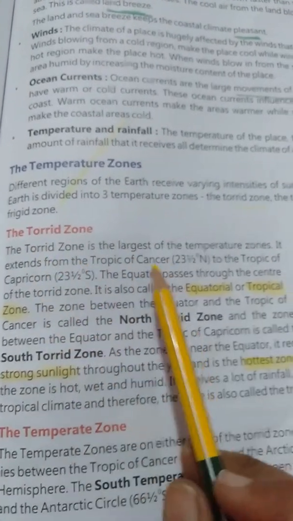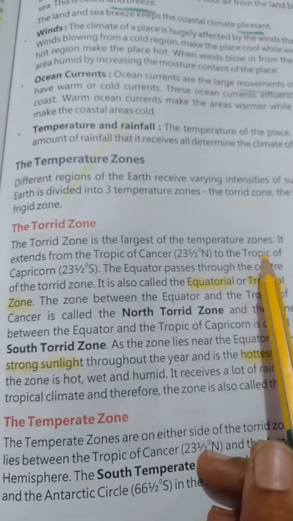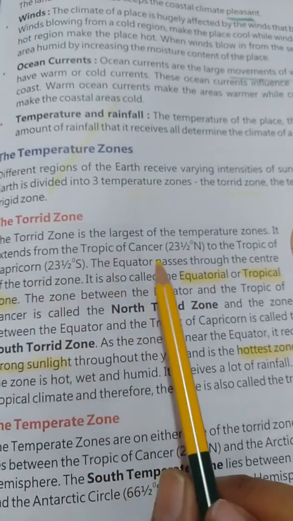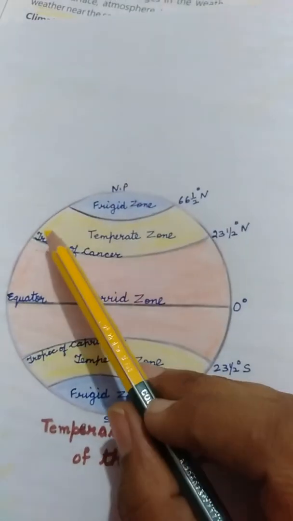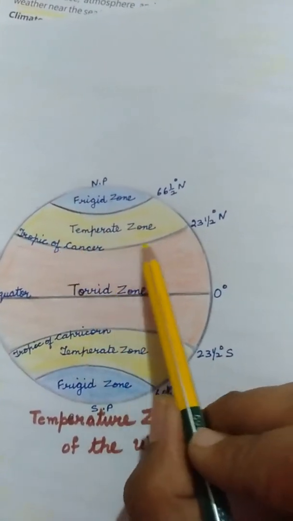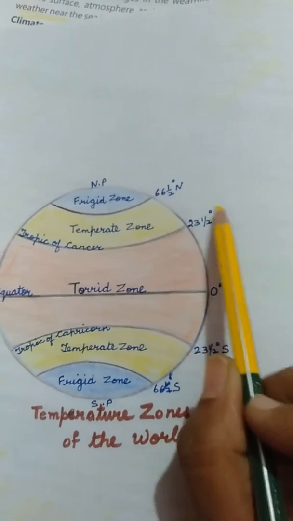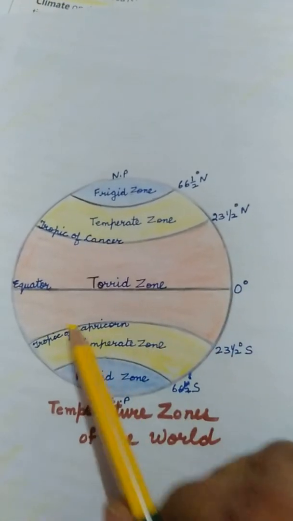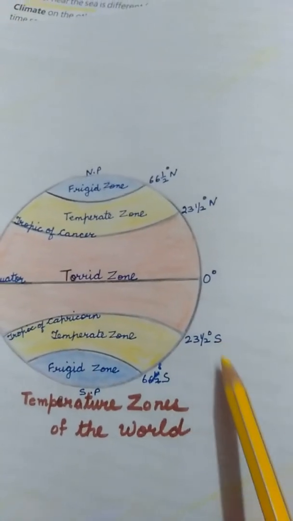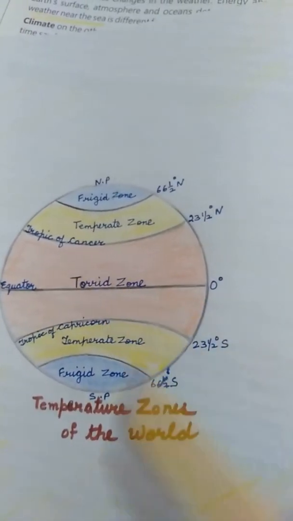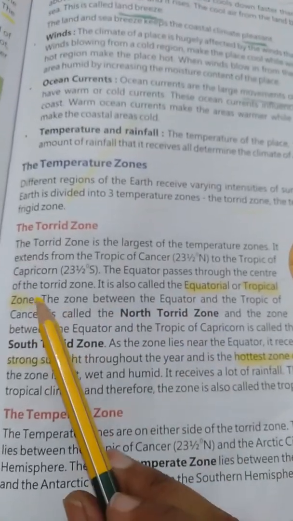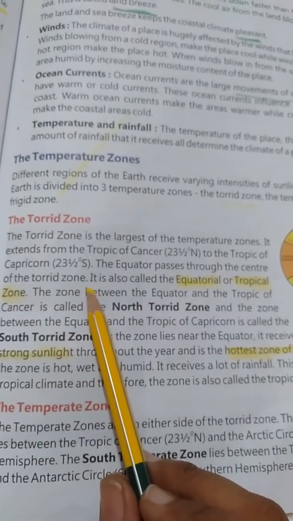The torrid zone is the largest of the temperature zones. It extends from Tropic of Cancer, 23 and a half degree north. Let me explain, how can you understand? See, it extends from Tropic of Cancer 23 and a half degree north to Tropic of Capricorn 23 and a half degree south. So this way the labeling is given and this area is known as torrid zone. The equator passes through the center of the torrid zone. This is true, we have already seen.